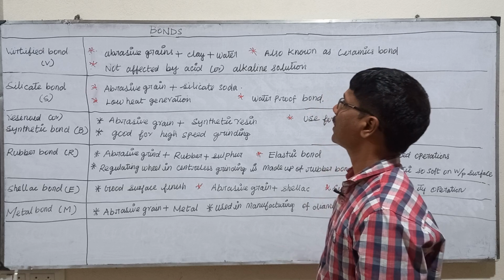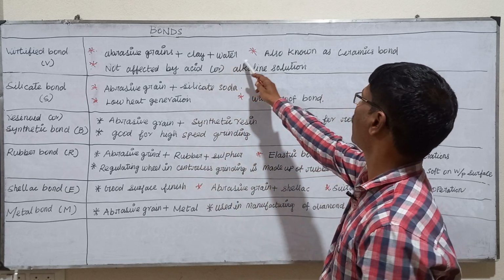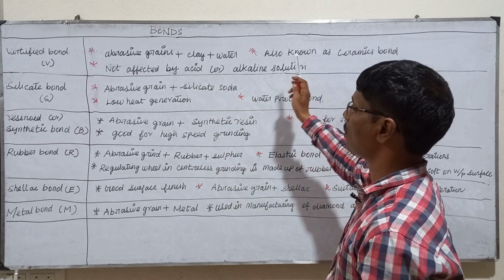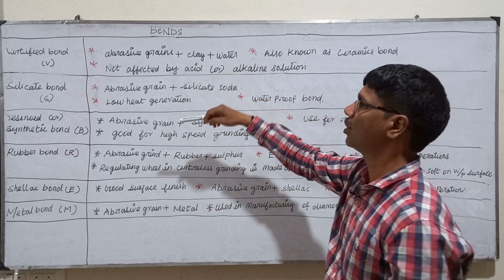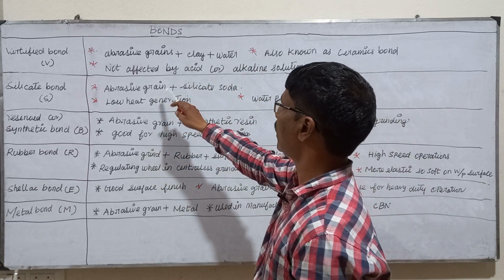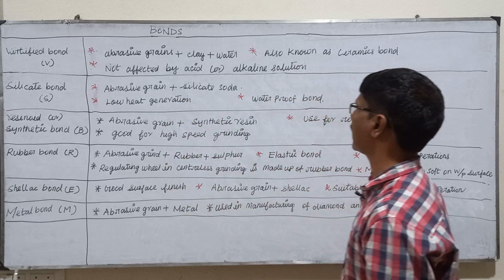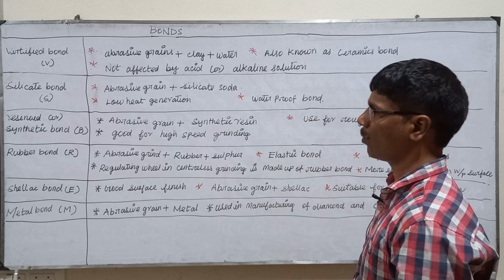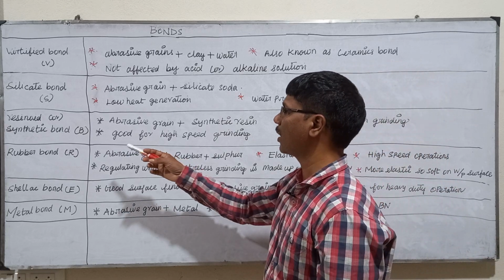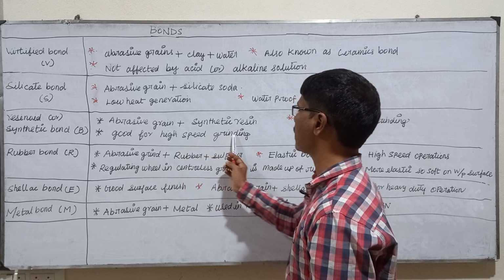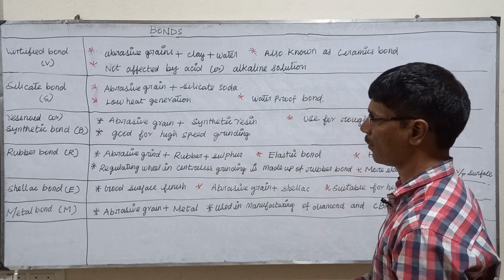Vitrified bond is a mixture of abrasive grain plus clay and water, also known as ceramic bond, and is not affected by acid or alkaline solution. So it is commonly used for this reason. Silicate bond is abrasive grain plus sodium silicate. It is useful for low heat generation and it is a waterproof bond. Resinoid bond, bakelite bond or synthetic bond is abrasive grain plus synthetic resin. It is good for high speed grinding and used for rough grinding.